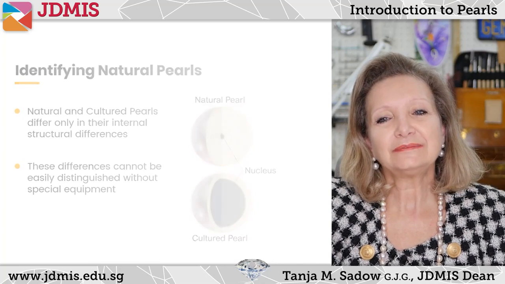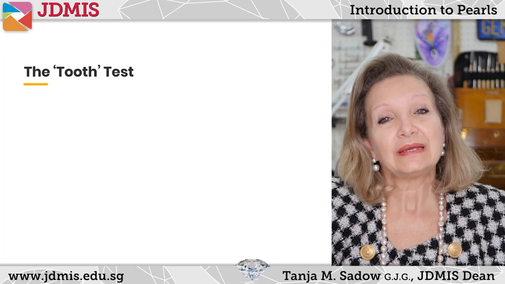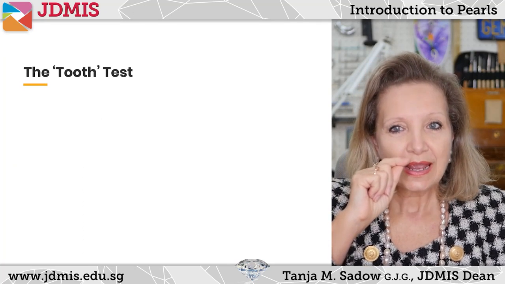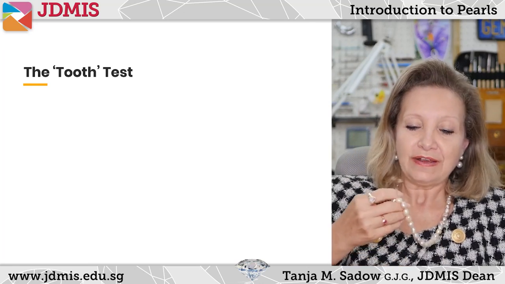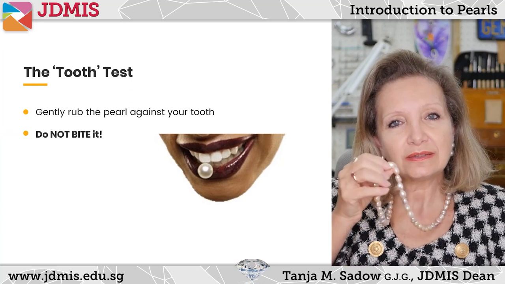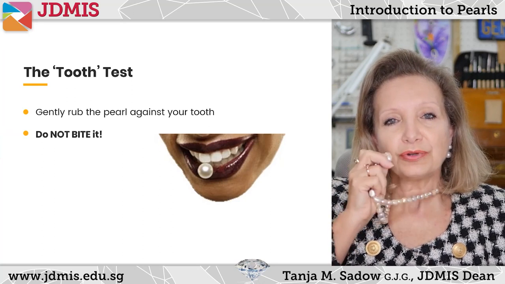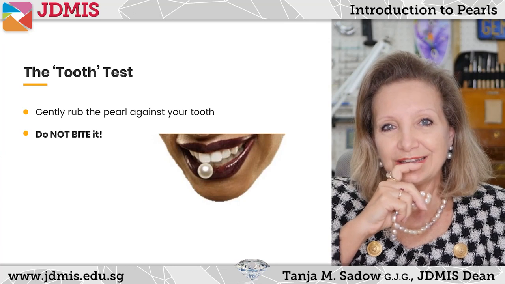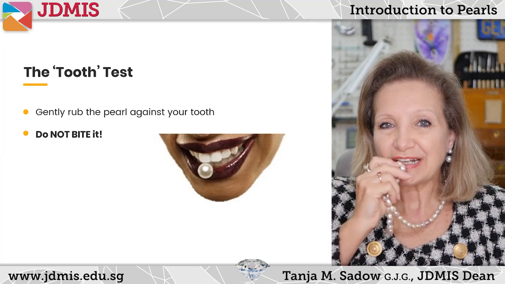Another possibility for identifying imitation is to use something called a tooth test. The tooth test is very simple. I can do it on my pearls right here. You can just take the pearl in your fingers, bring it up to your teeth, and rub very gently across the teeth.